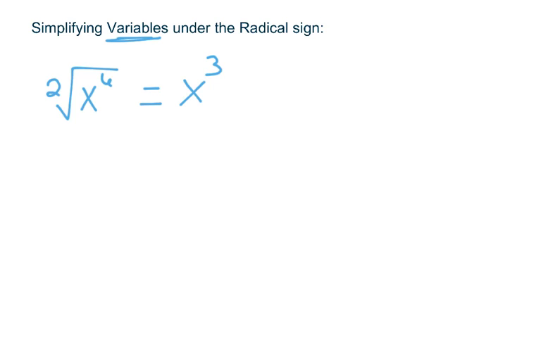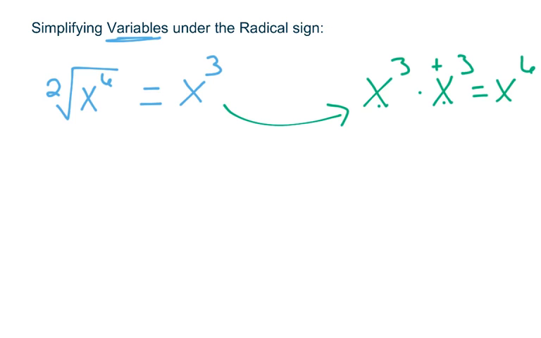Now let's check to see if that works. Now the square root means multiplying something by itself. So if I come over here and I do x cubed times x cubed, I'm multiplying my answer by itself. When we multiply like bases, we add the exponents. That gives me x to the 6, which is what's underneath my radical. That's why it works. Okay, let's try another one.